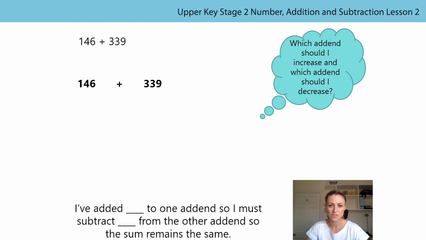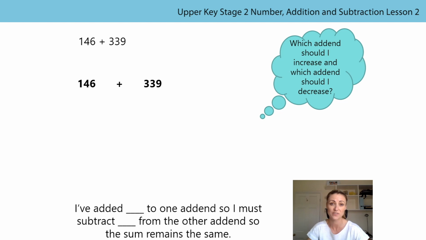So I just asked you to pause the video and to consider another way to redistribute these addends in order to solve the calculation. In the previous slide, we increased the second addend by 1 and therefore decreased the first addend. So the other way, which I'm sure you spotted, to solve this calculation is that we could increase the first addend of 146 by, that's right, 4, in order to make that 150, because that's the next multiple of 10.